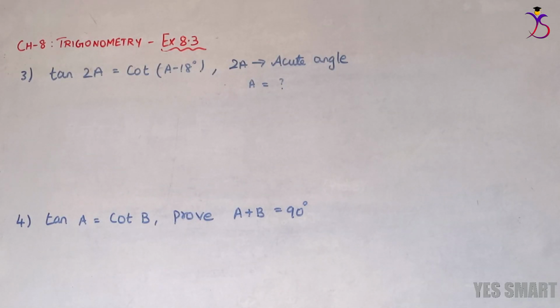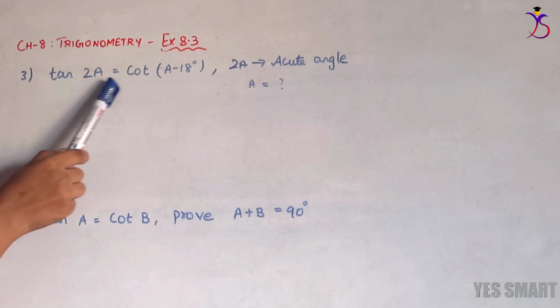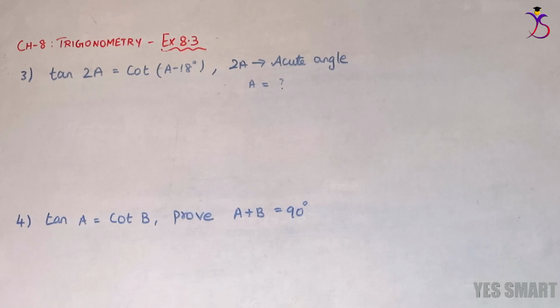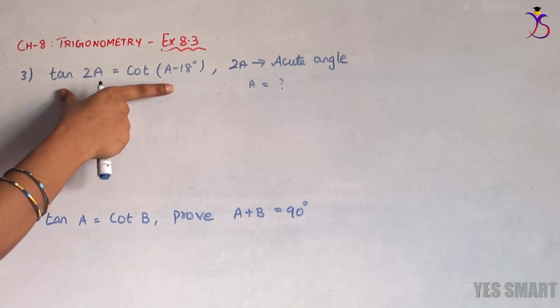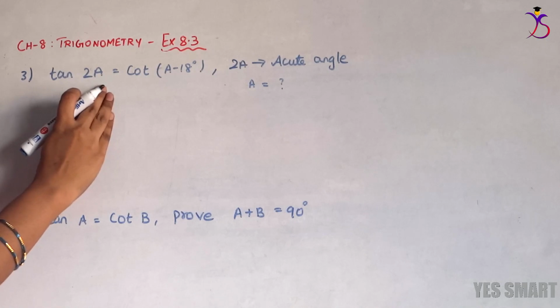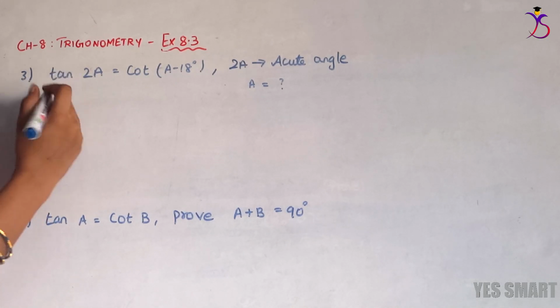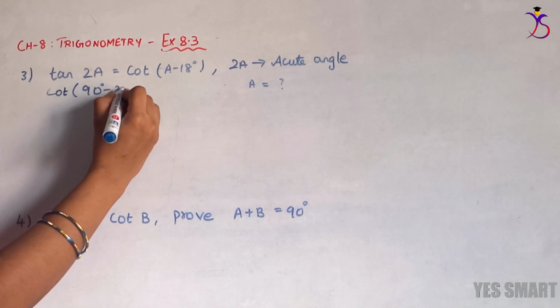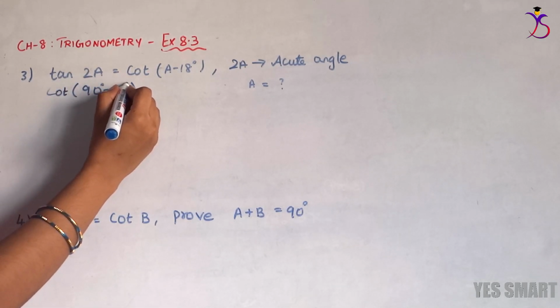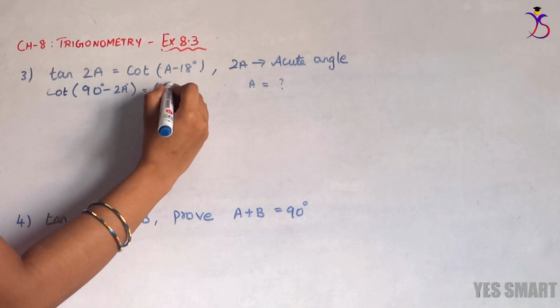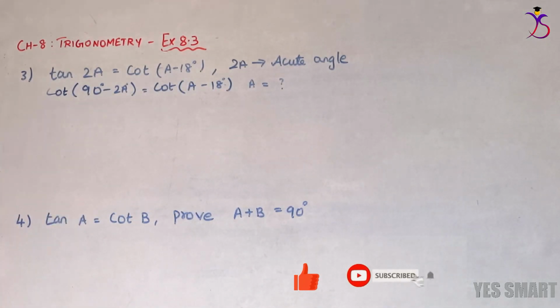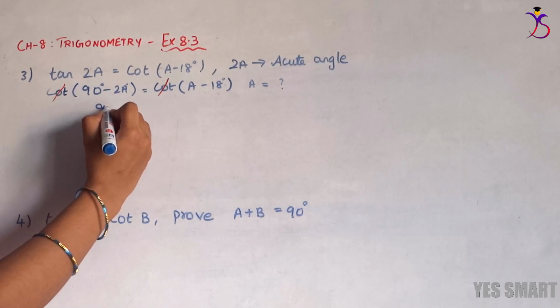Now moving on to the third sum. It is given that tan 2a equal to cot (a minus 18) degrees, where 2a is an acute angle, and they are asking us to find what is a. Now I am going to reformat this tan 2a to cot (90 minus theta), because we know only the 90 minus theta formula. So tan theta can be written as cot (90 minus theta). So tan 2a is cot (90 minus 2a). The right hand side I am just keeping as it is, cot (a minus 18). So both the cot gets cancelled and we will have 90 minus 2a equal to a minus 18.